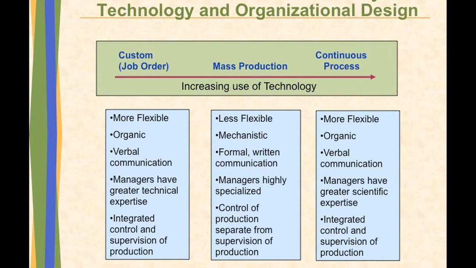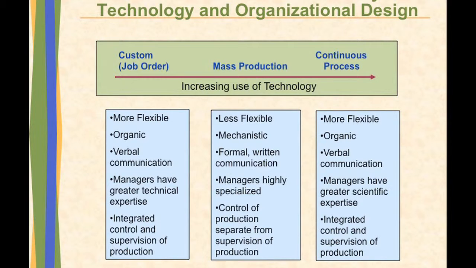So you can see here, it's not your typical sort of continuum model. On one end, we have custom design job orders where we want a certain job done a certain way, and then we have a continuous improvement process on the other extreme. If you notice that there is an increasing use of technology, but you will see that on the two ends we have flexibility.